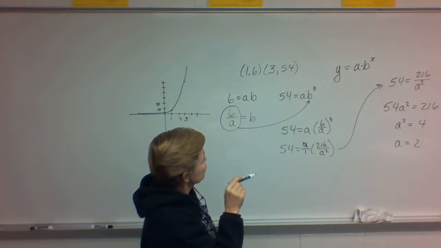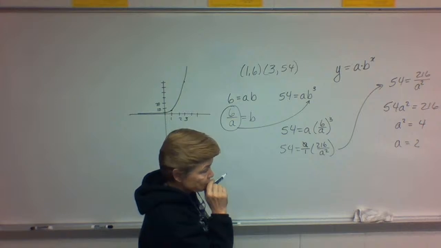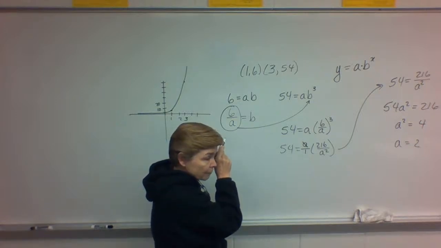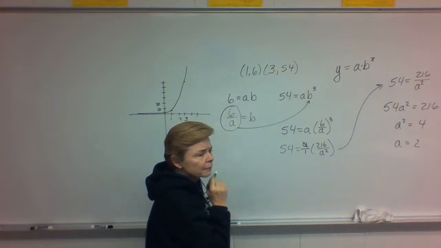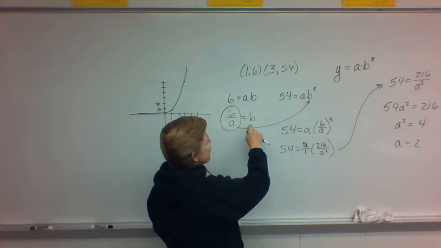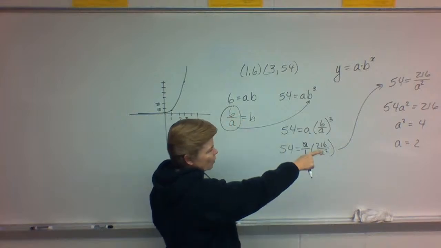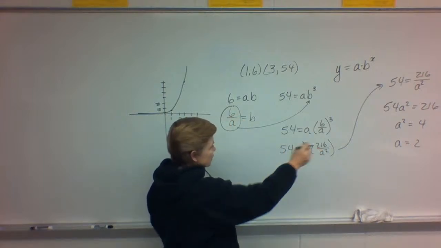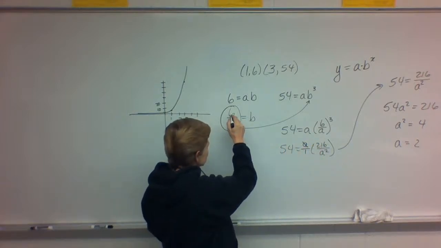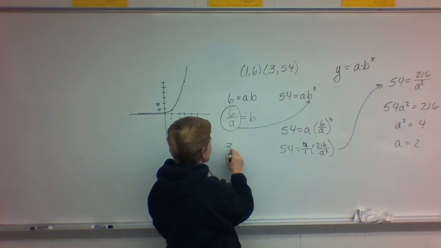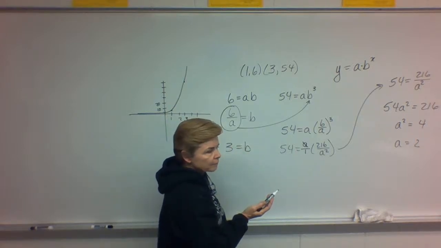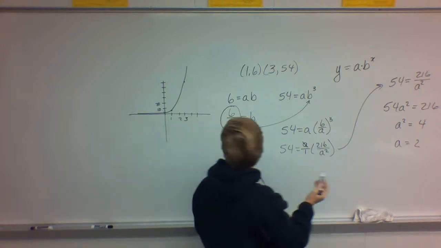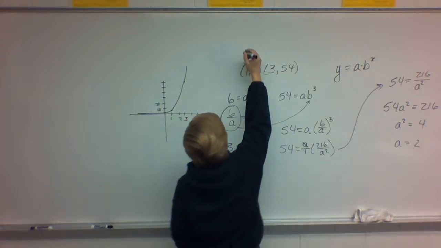Since A is 2, what is B? What is B? 3. Come back over here where we had B isolated. You take 6 divided by what we got for A, and that's 3. So we come back over here, make another substitution, and 6 divided by 2 is 3. Now we have enough to write the equation. We know what A and B are. So the final answer is, I don't know where I'm going to put it, I guess right up here.